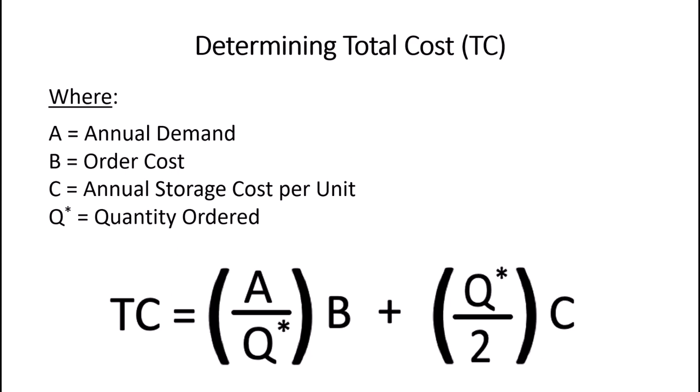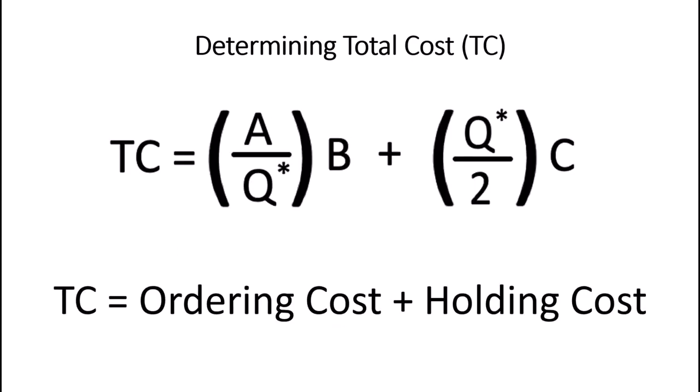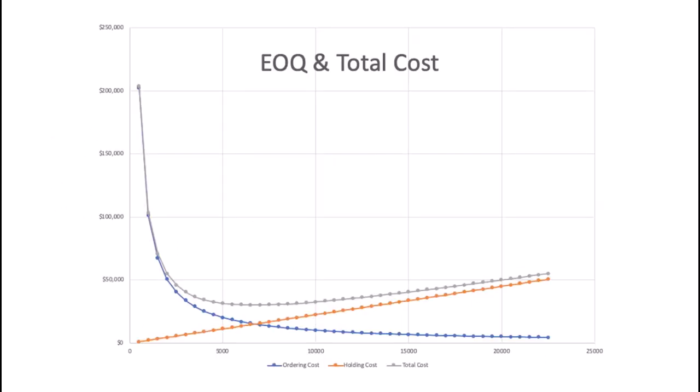So what does that actually mean? Well, what it actually means is the total cost equals the ordering cost plus the holding cost. So let's look at that again on the graph. The ordering costs plus the holding costs equal the total cost. That's what total cost says.